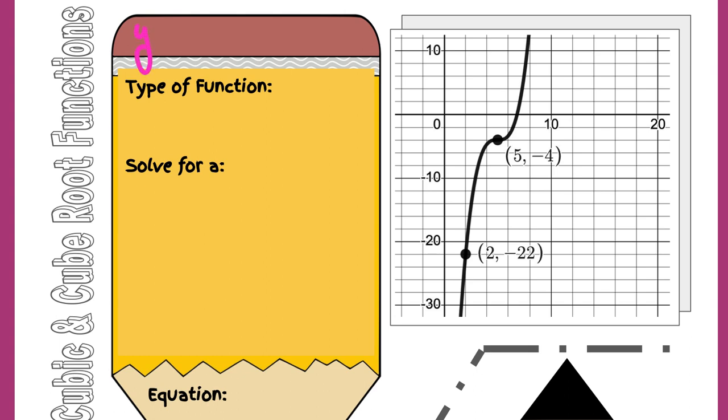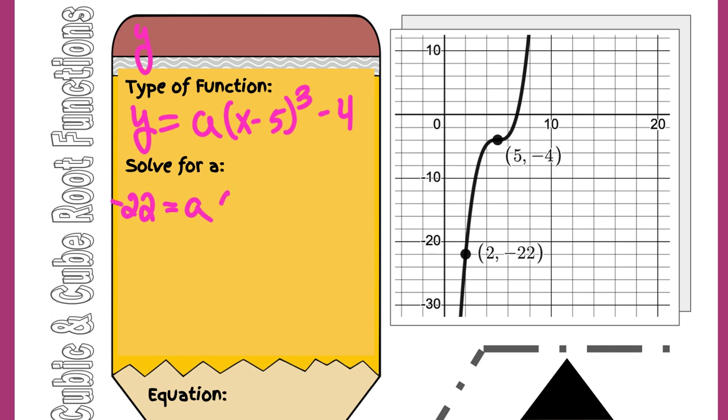So I got y equals, and I'm going to put a cubic. My bad. I'm going to put a, parentheses x minus 5 cubed minus 4, because it's a cubic. Now all I've got to do is plug in the point and solve for a, and I've got my equation. So here we go. We've got 2, negative 22. Thank you. And then I've got a times 2 minus 5 cubed minus 4.